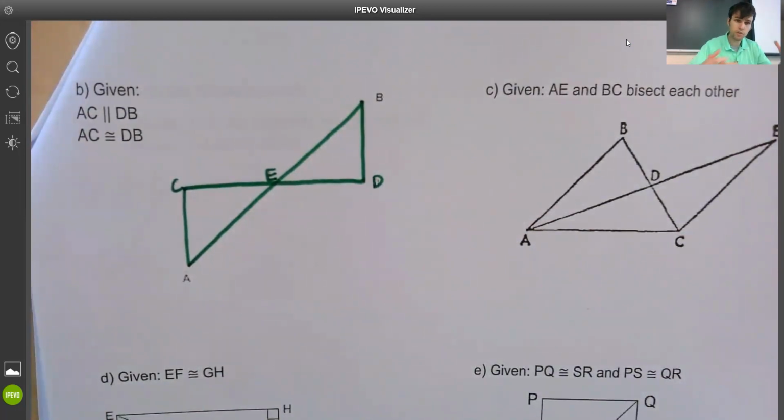Our goal is, again, to decide how these triangles are congruent, what shortcut we can use, and to write a congruent statement. So if you want to pause at any point as we're working through these, feel free to do so. I'm just going to be moving forward.